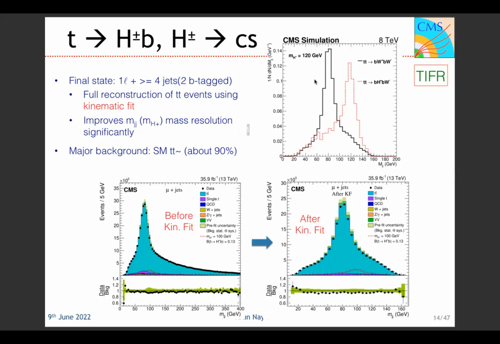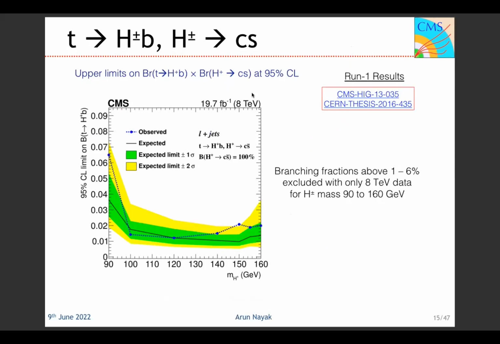And then you can also see it separates the W peak from the Higgs peak very well, where the Higgs can be away from the W. But at 80 GeV, if the Higgs is 80 GeV, they will be almost the same. If the Higgs is slightly above 80 GeV, then you will be able to separate the W peak. Since the starting point is TT bar, the major background is TT bar events. With Run 1, only with 8 TeV, the limit that was set was quite stringent. It was from about 1% to something like 6%, depending on the mass of the charged Higgs.